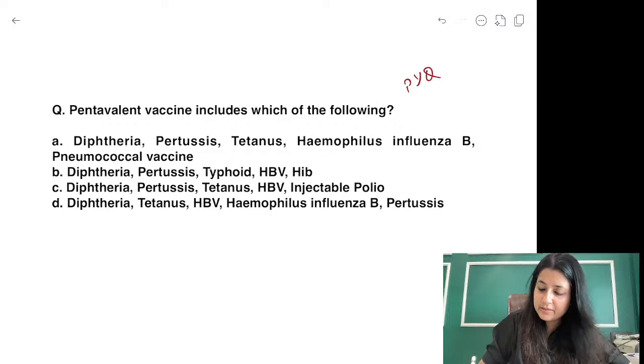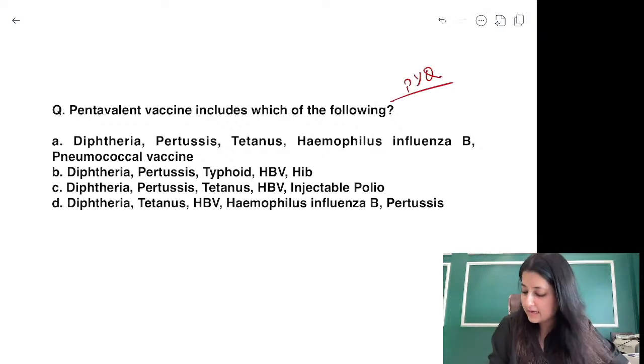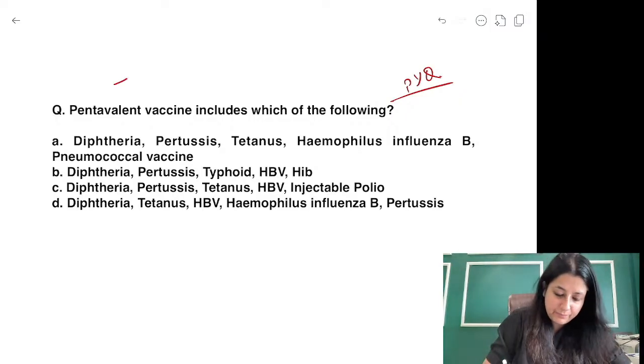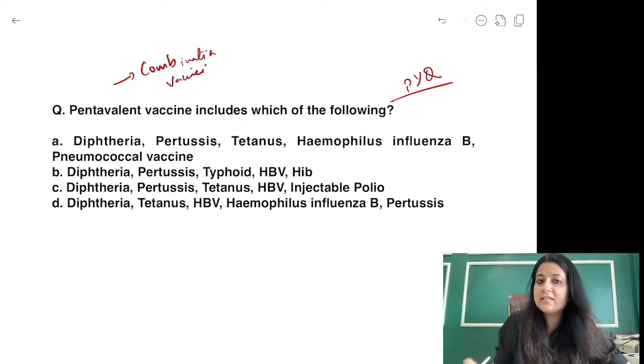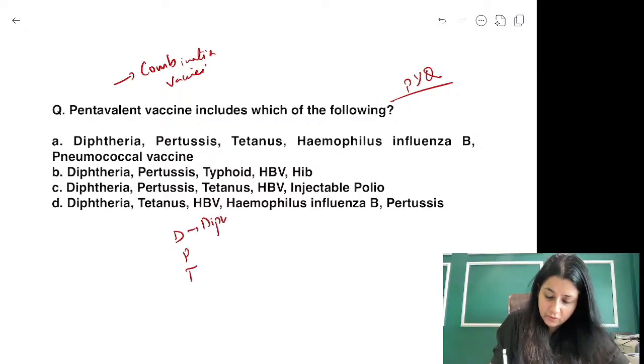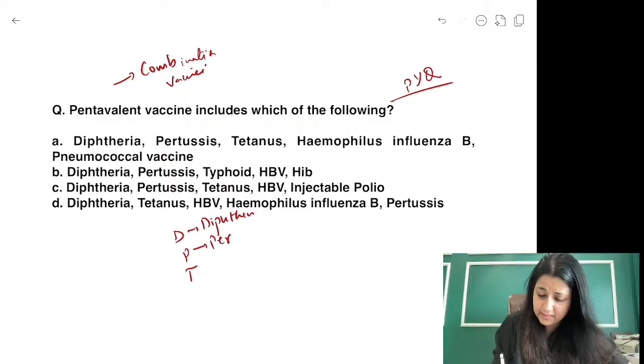Pentavalent, very very important. It's a PYQ, just wanted to revise. Pentavalent vaccine includes which of the following? Penta is a type of combination vaccine. So what are the 5 diseases it is protecting you from? DPT: it is protecting from diphtheria, from pertussis, and T is tetanus.